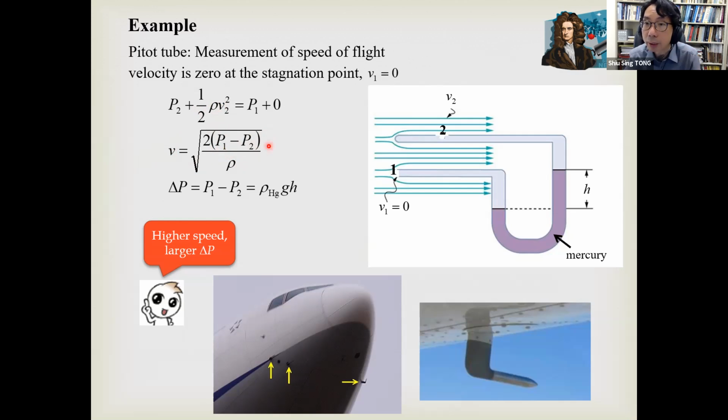How can I find P1 minus P2? Well, with this difference in height. The difference in pressure is equal to the fluid pressure of the liquid column. That is rho h g, the density of mercury multiplied by g multiplied by h. So with this reading h, I can calculate delta P, and I substitute delta P here, I get V. I know the velocity of the airplane. Higher speed results in a higher pressure difference and a higher difference in the liquid column.